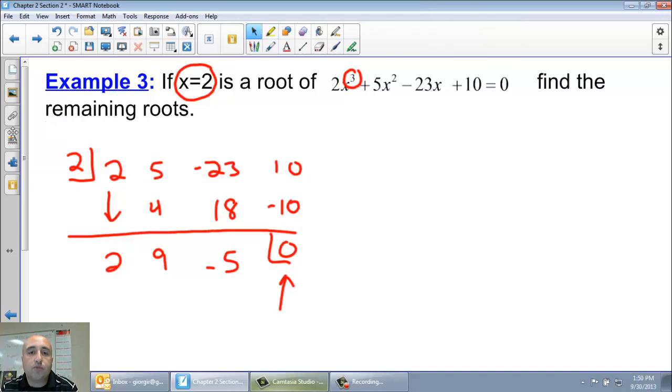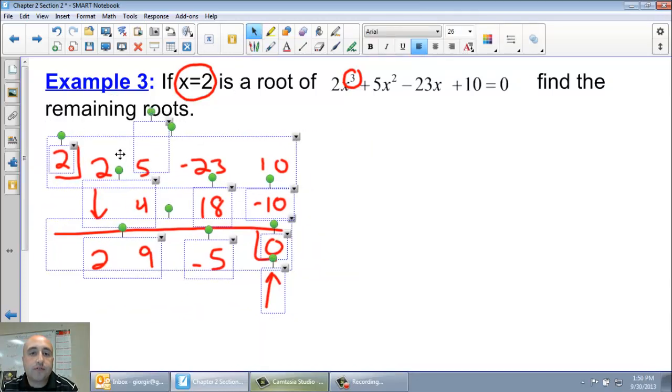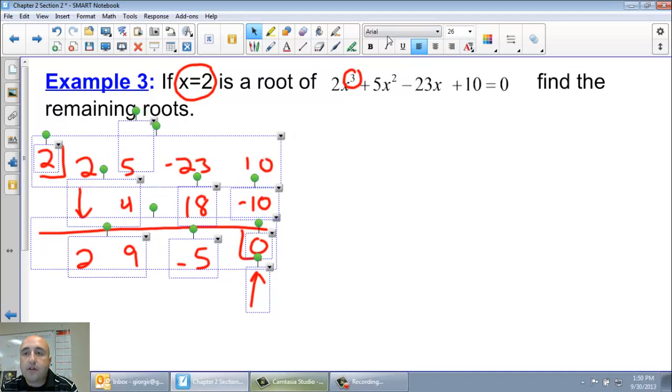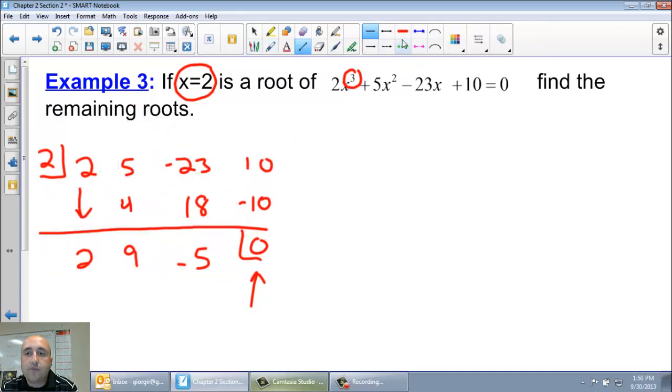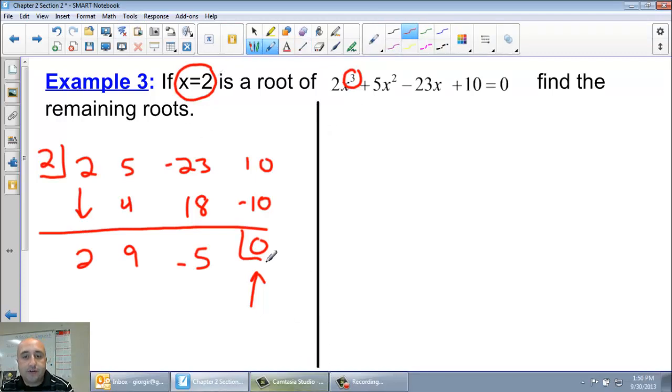Okay, so this is what you do. Once you show that it is a factor, this is how you finish the problem off. In the first set of parentheses, you use your original 0. Instead of 2, when you put it back with x, you have to switch the sign. So x minus 2 is a factor.